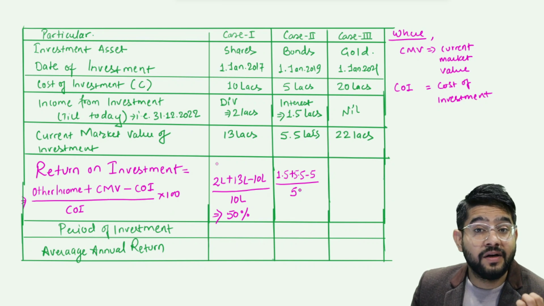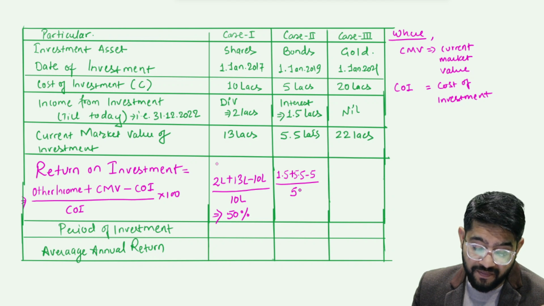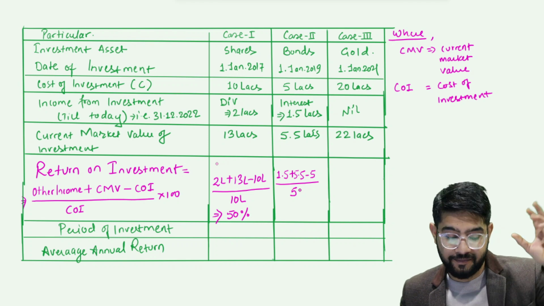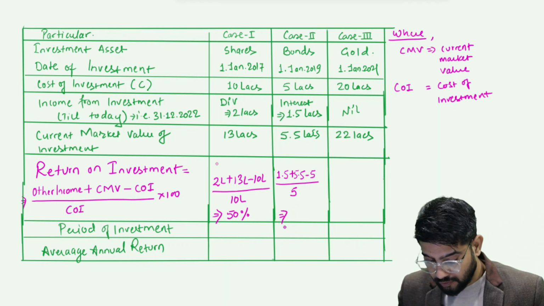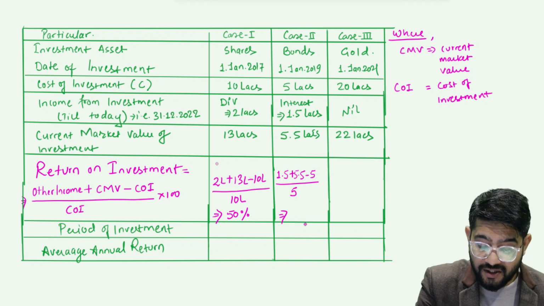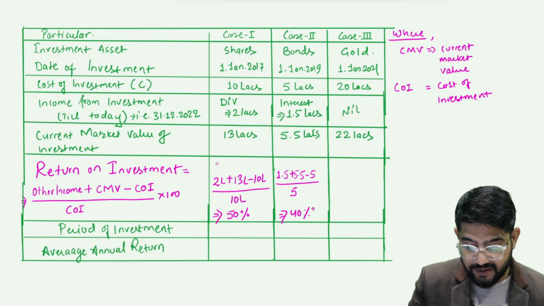And what is our regular income? That is interest. That should be 1.5 lakh. Altogether, we have earned 2 lakhs throughout our holding period. So this is 2 lakh out of 5 lakh, and this should be 40% return.